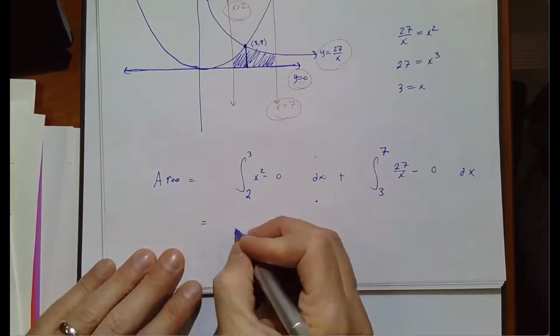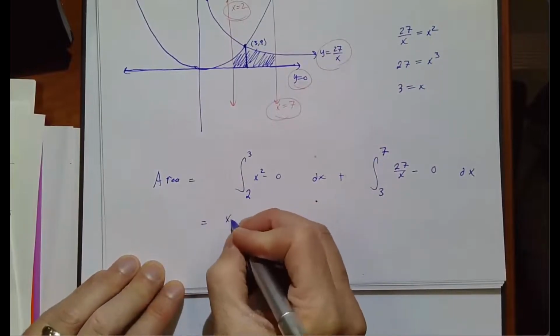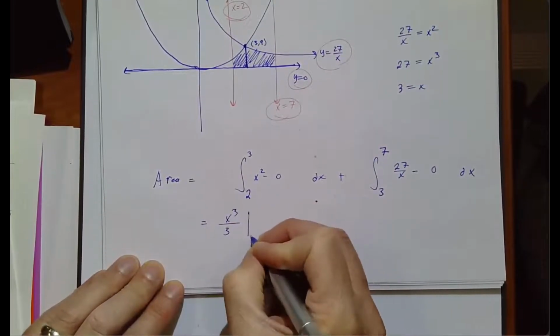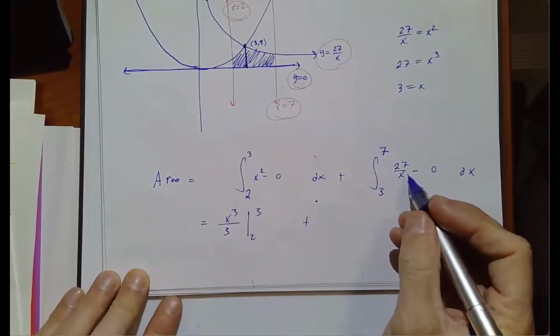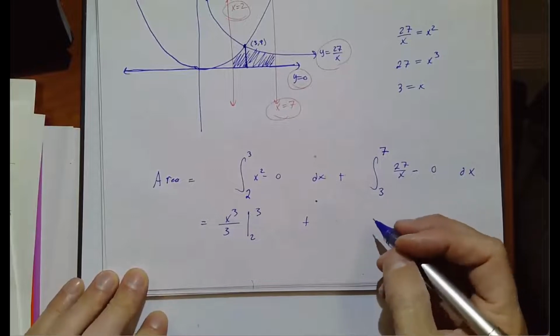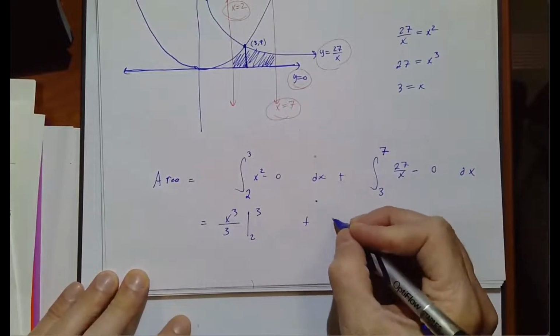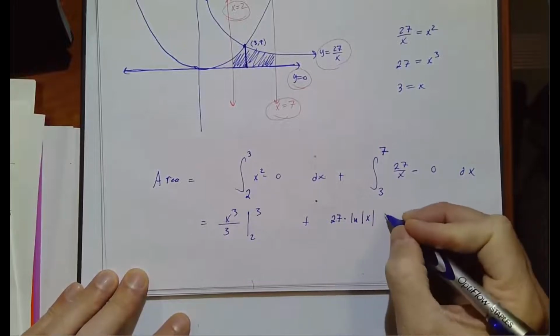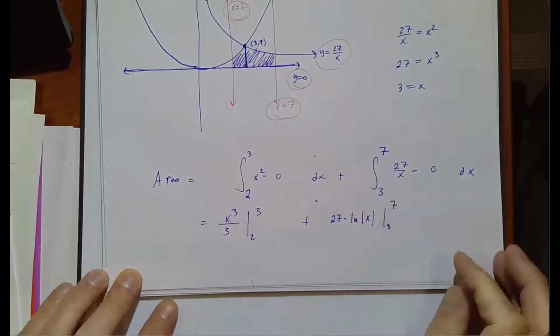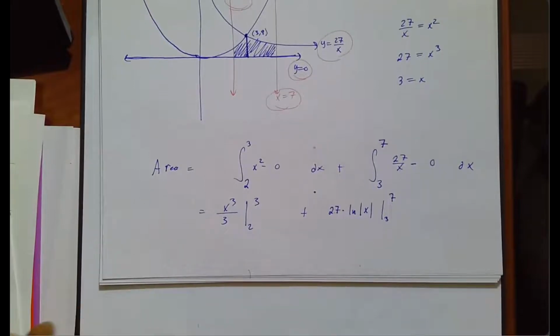So calculating this one, it's the integral of x squared, which is x cubed over 3 from 2 to 3, plus the integral of 27 over x, which is 27 times 1 over x, whose integral is 27 times the natural log of the absolute value of x. I will point out, you can totally drop the absolute values here because the absolute value of 7 is just 7. The absolute value of 3 is just 3.